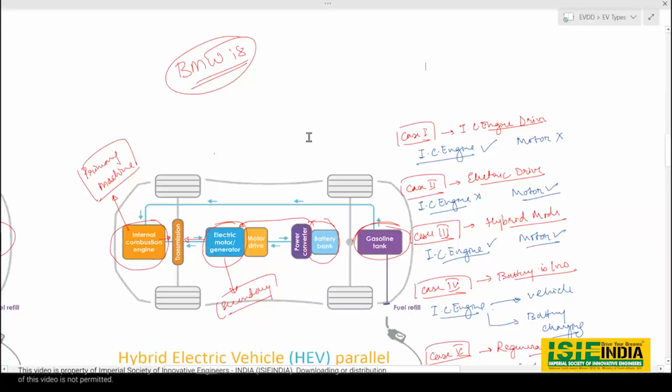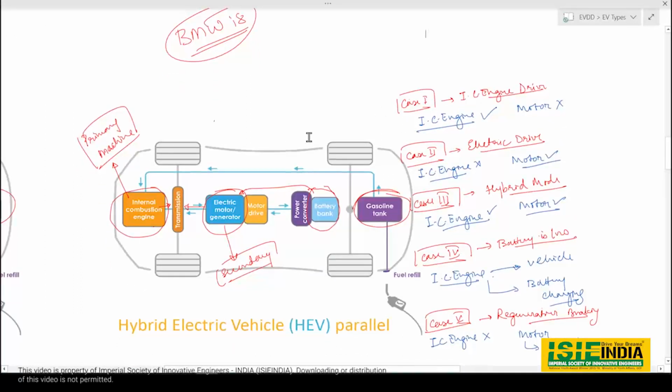So yesterday, in case of EV types, we saw about the hybrid vehicles, right? We saw the very first, which is parallel hybrid. In that parallel hybrid, we saw that it is basically where the combustion engine and the electric motor are acting together to run the vehicle. They both give their input to the powertrain or the transmission, right?